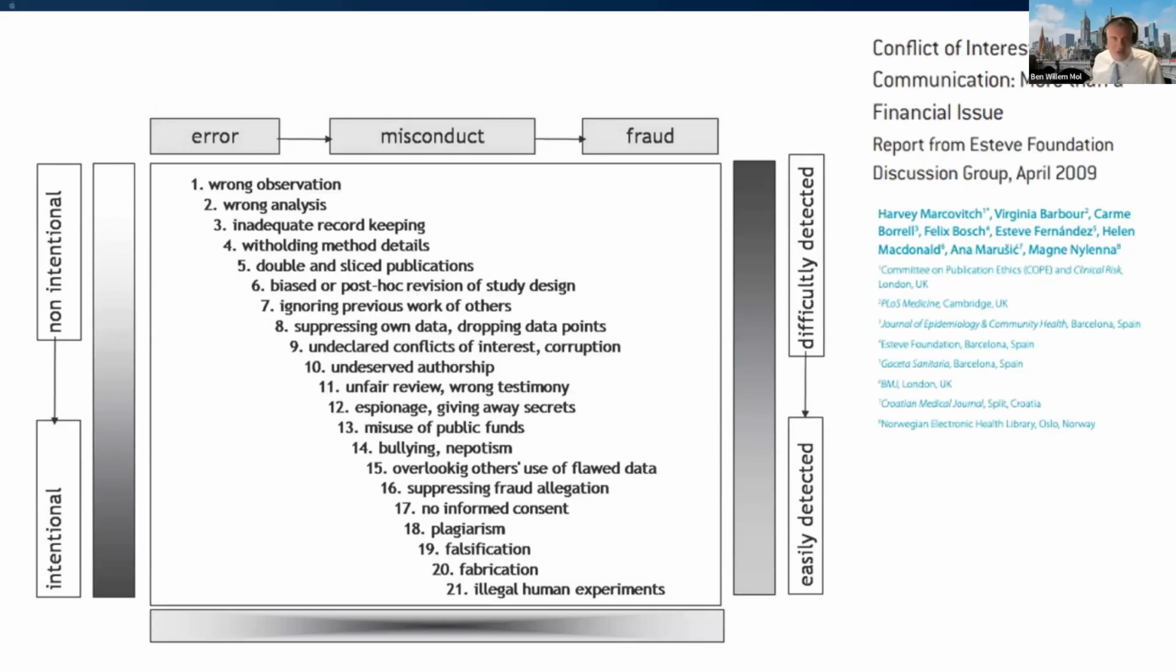So I think if we talk about mistakes in medical research, then there is a whole spectrum of things that can go wrong. On one end, that is wrong observation and wrong analysis, just unintentional errors. And on the other side of the spectrum, there is illegal human experiments, but just above that, there is data fabrication and falsification. So that goes from unintentional to intentional. It goes from error to fraud. And this figure also says easily detected, difficult to detect. I'm not so sure where it's all easily detected. But what I will do in this talk, I will address fabrication.